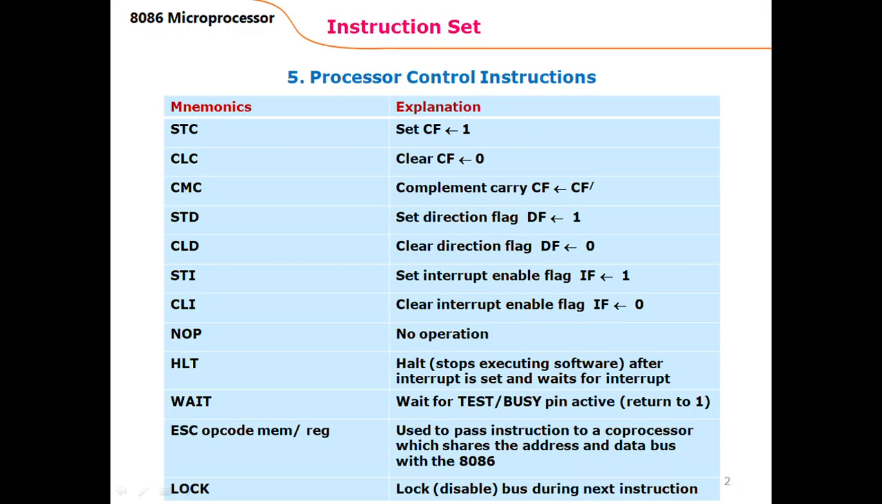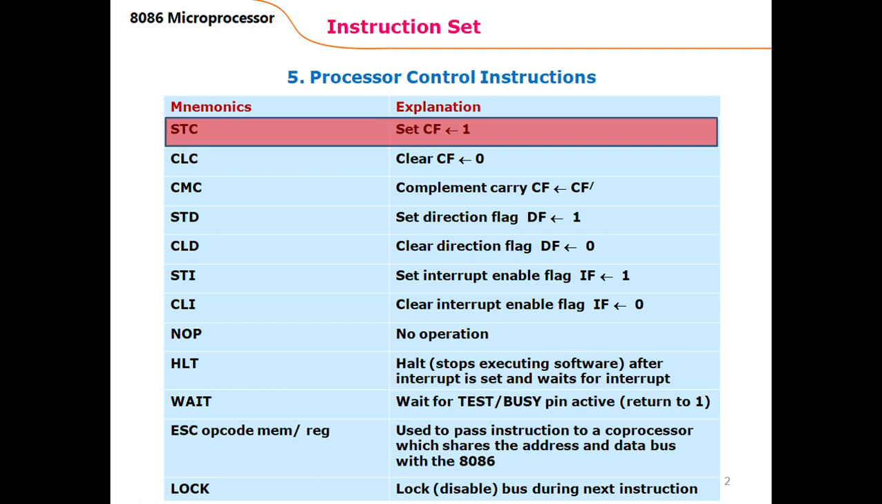Processor control instructions are a set of instructions that are responsible to control operations of the microprocessor, or in other words, to control the status or the values of certain flags of the microprocessor. These flags are in the flags register of 8086 microprocessor, or E flags register of 80286 and above microprocessors. Apart from changing the status of the flags, there are other instructions as well that monitor certain pins of the microprocessors.